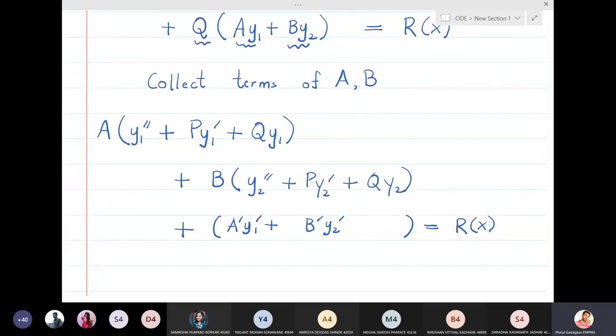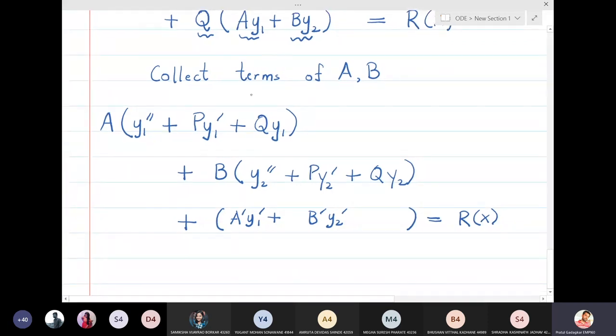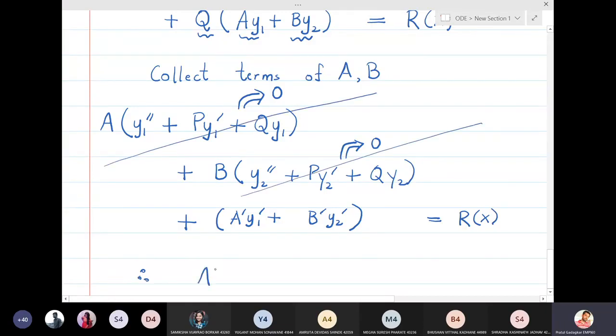Now this coefficient of A and this coefficient of B, I want to remove them from the picture. I mean to say that I want to put a zero instead of them, so that everything will go away, and I will just get a dash y1 dash plus b dash y2 dash is equal to r of x. I will just get this.